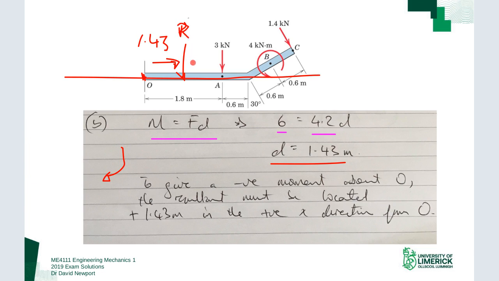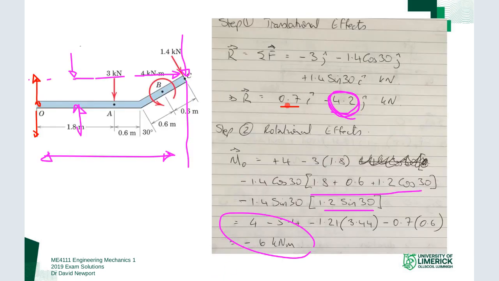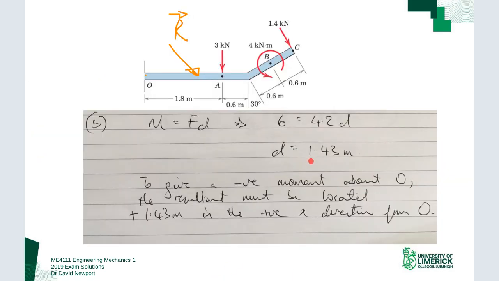Okay, and obviously my reaction force has a vertical component and also a horizontal one. If I was going to draw it, let's change colors maybe. So it's a bit like that. Geez, that's an awful drawing. So it'd be a bit like this, isn't it? Now, obviously, not quite as angled as that. It's plus 0.7i minus 4.2j, so it's just tilted a little bit. So this would be the vertical, and that's 1.43 meters. So that's effectively where it's located.